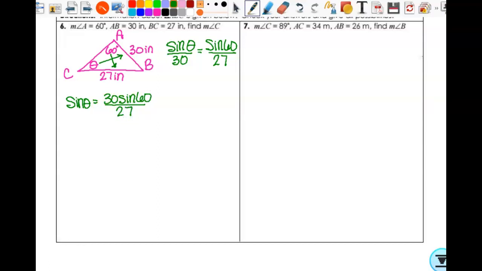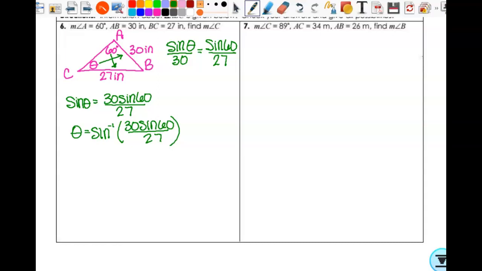Now, we could simplify this, but we don't care, and we're not going to. Just because you can doesn't mean that you should. We're going to let the calculator do everything. All right, so I need theta. How do I get sine away from theta? The arc sine or the inverse. Good. So I'm going to have theta equals the sine inverse or arc sine of 30 times the sine of 60 over 27.